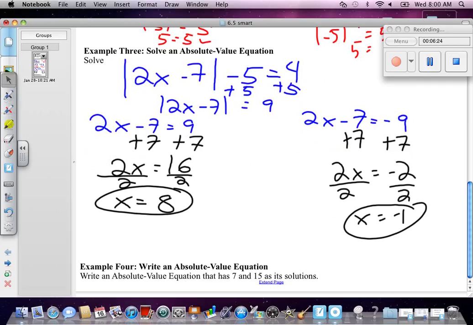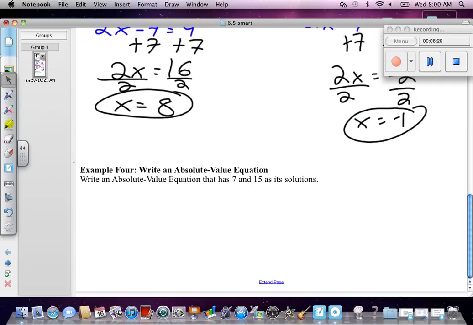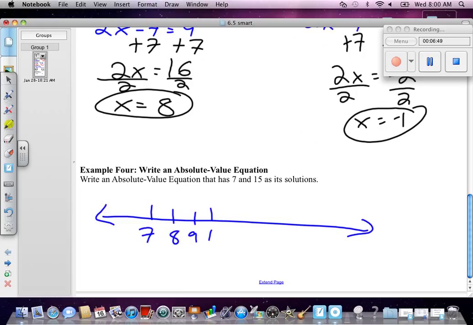Let's turn it over and look at the other side. This one's a little confusing. Okay, we want to write an absolute value equation whose solutions are 7 and 15. So what we're going to do is make a number line, because we want the answers to be 7 and 15. Okay, so we know those are my answers. So I've got to figure out what the problem is.